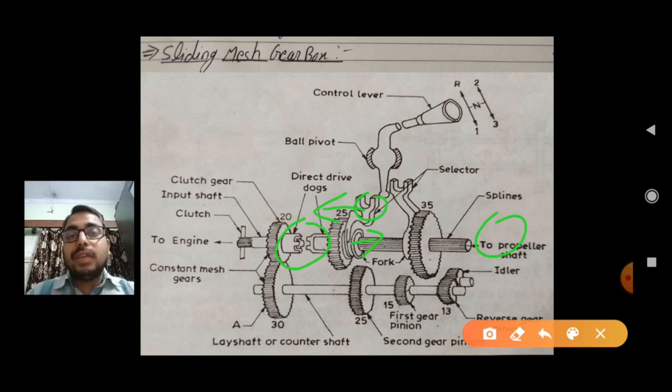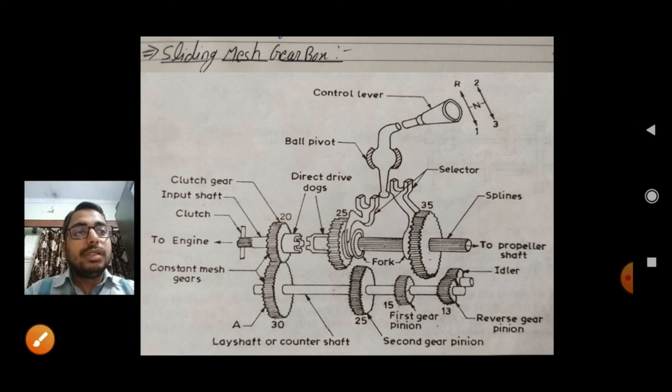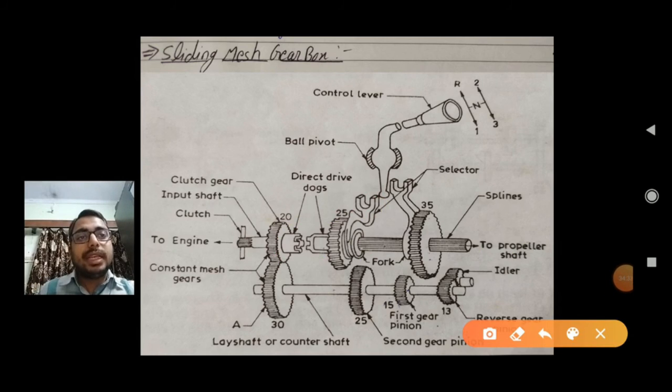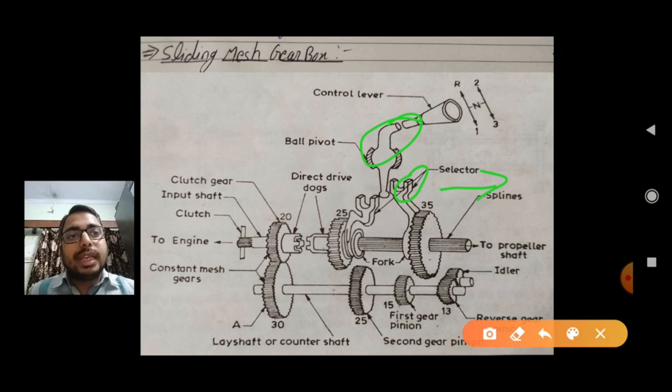The fourth case is the application of reverse gear. In the case of reverse gear, you again attach this control lever to the sector, and the sector shifts rightward. When this selector moves rightward, the gear which has 35 teeth slides on the splines and attaches with this idler gear, not this one.